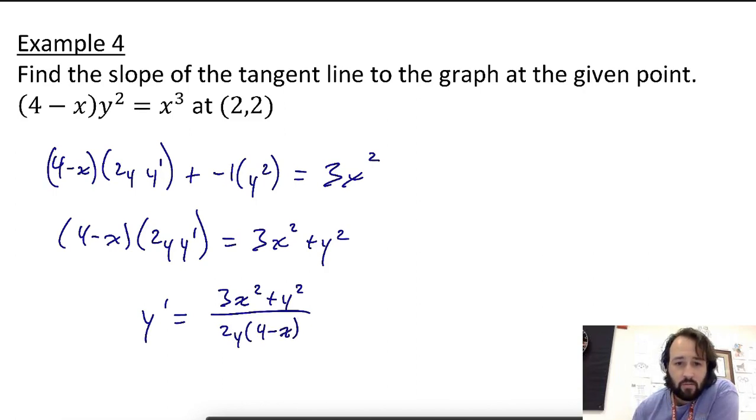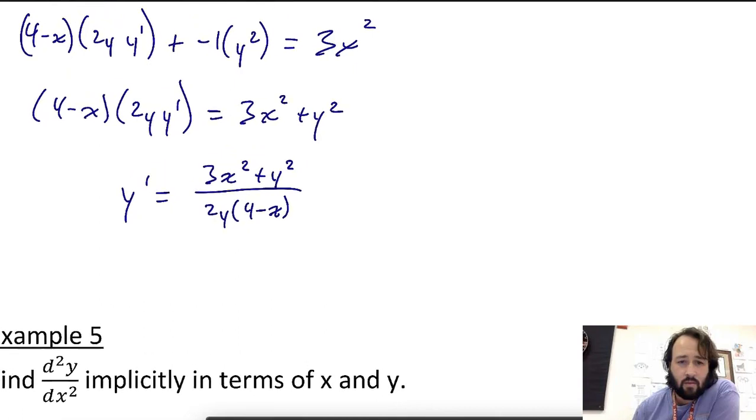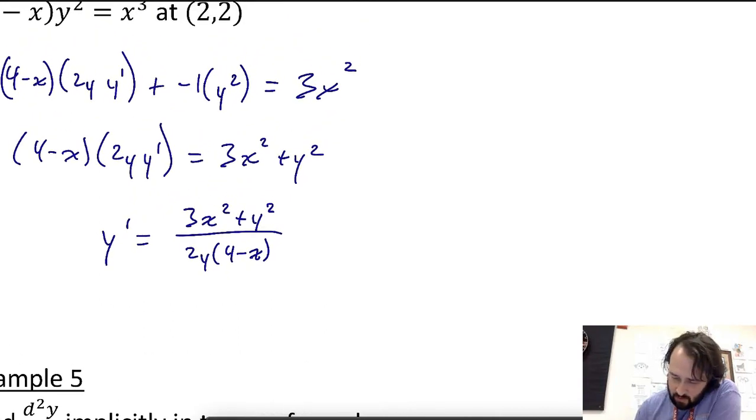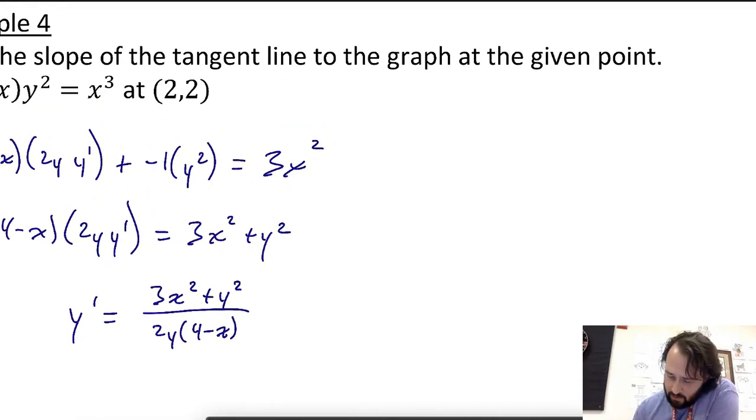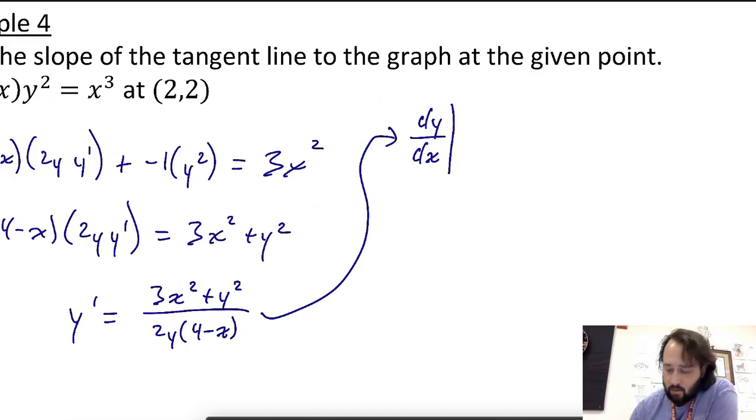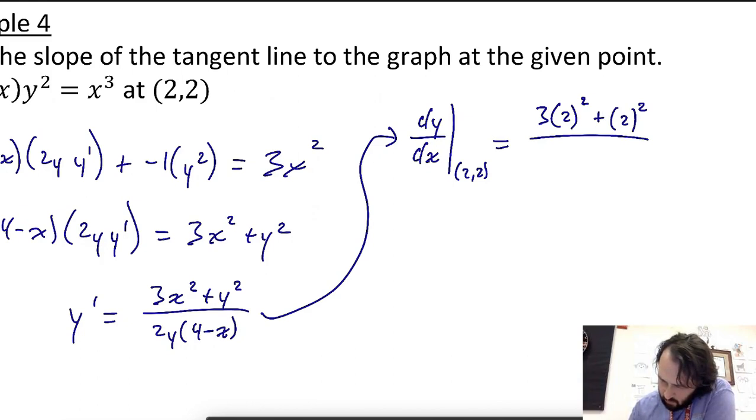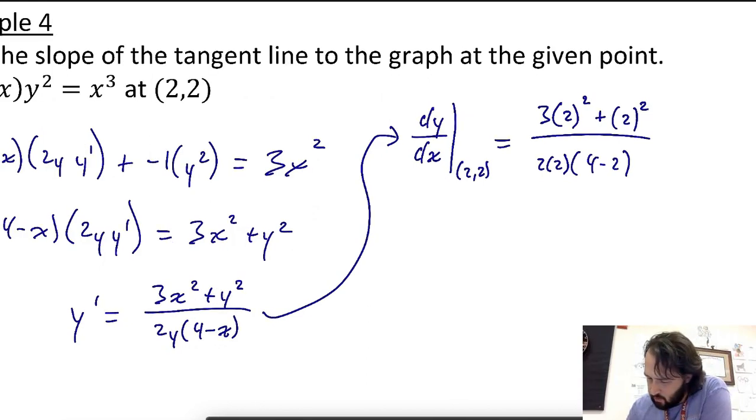All right, so there's our derivative. The way that you will see this notated sometimes, when we are evaluating at 2, 2, is I'm going to do the derivative at, that's kind of what that bar means, 2, 2, and that is going to be 3 times 2 squared plus 2 squared over 2 times 2, 4 minus 2. So many 2's and so many 4's.